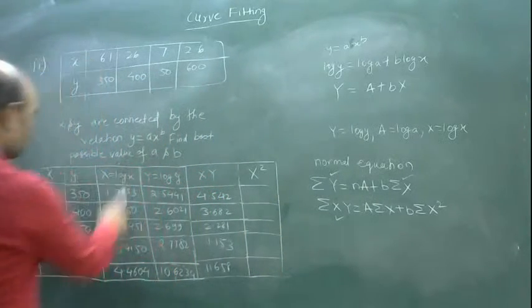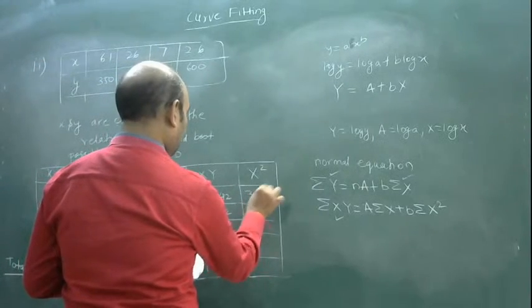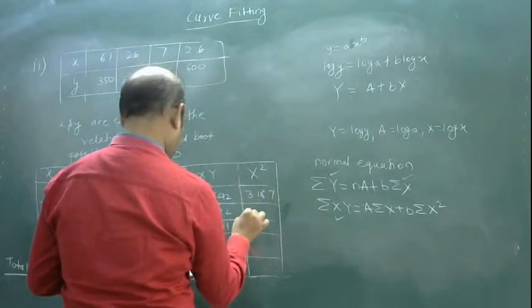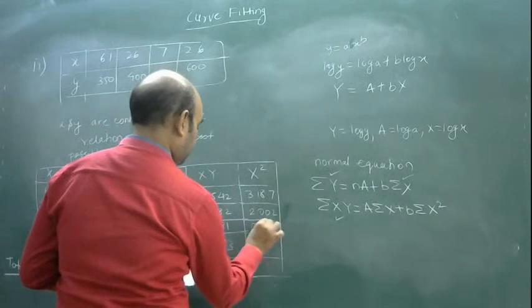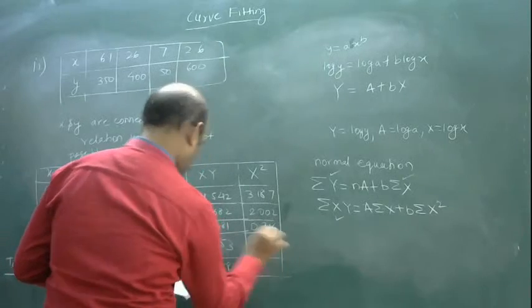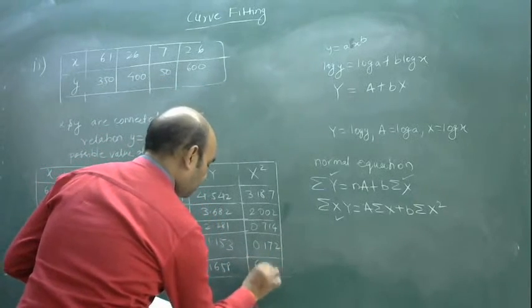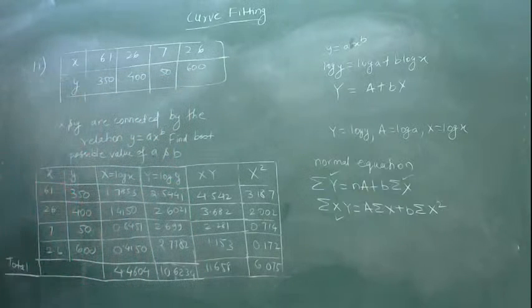Summation XY is done, and next we have summation X square. So you have to square these terms. This will give 3.187, 2.02, 0.714, 0.172, and the summation is 6.075. Okay, so we have solved all the values, and this is the total.